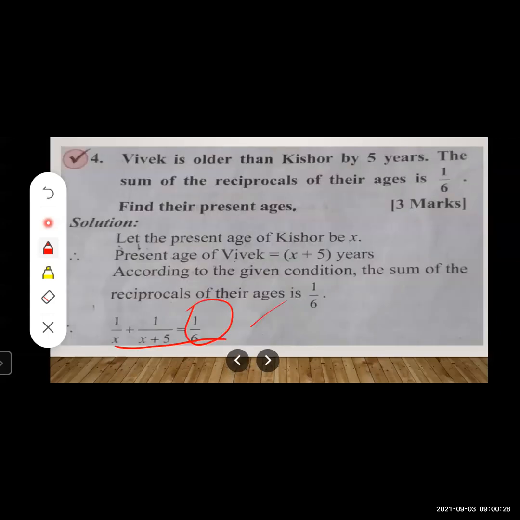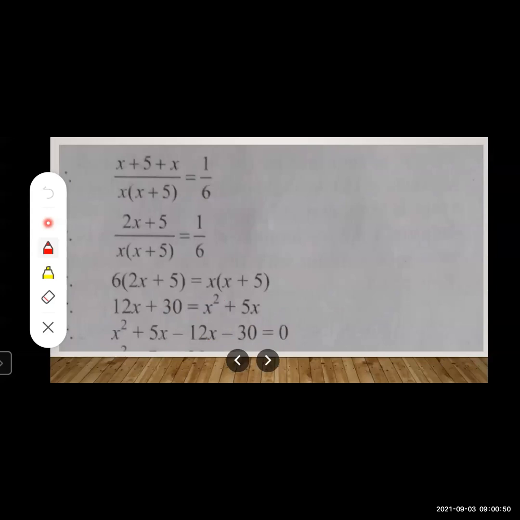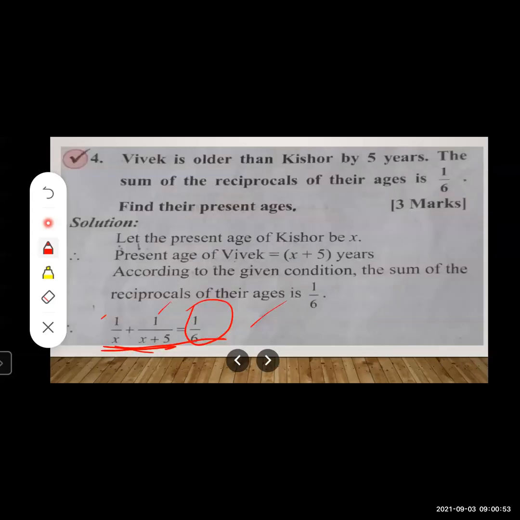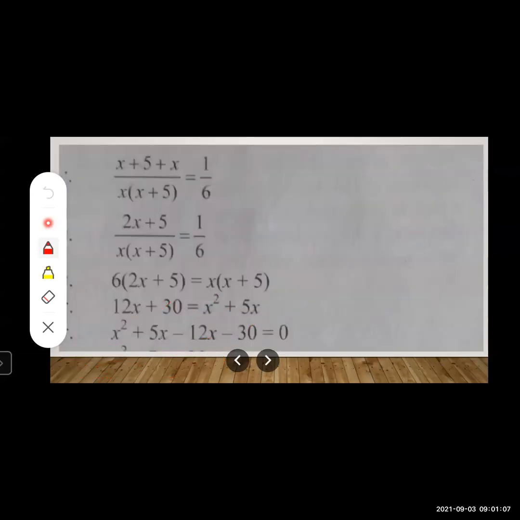Okay, what we have done, see, the denominator is different here, x and x plus 5. So we can't add. When the denominators are equal, then only we can add. So let us first of all equalize the denominators by cross multiplication. Here we will multiply by x plus 5, and here we will multiply with x. So what will be the denominator? x into x plus 5. Okay, so let us write that.